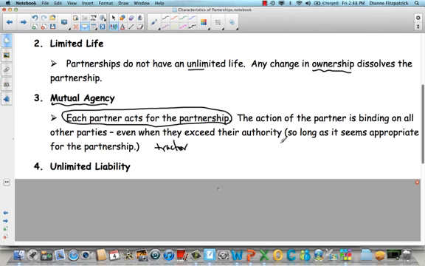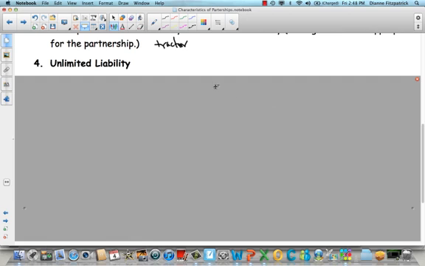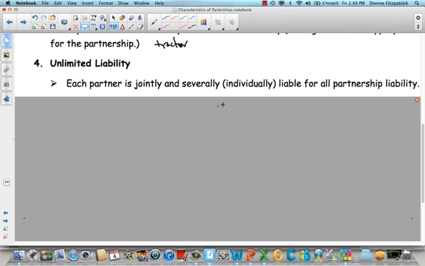Another characteristic is unlimited liability. Well, when we talk about liability, we're talking about when you owe someone, right? That's a debt. You could have unlimited debt in a partnership. This is similar to a sole proprietorship. Each partner is jointly and severally, that means individually, liable for all partnership liability. So if one partner is being sued, all partners are liable, because they're all part of that business. Or if the partnership itself is being sued, each partner has unlimited liability to pay back that debt.